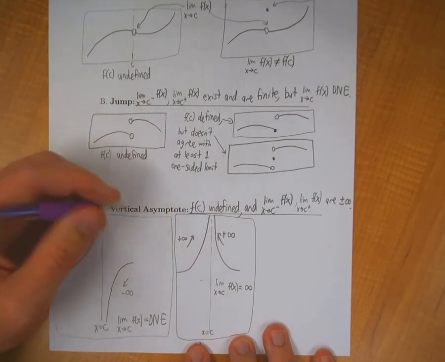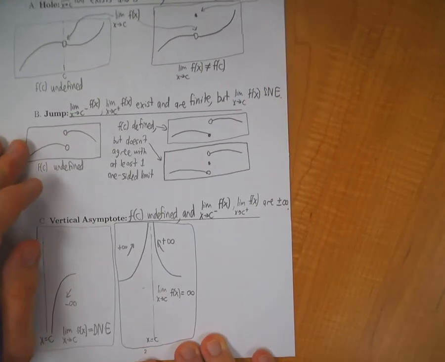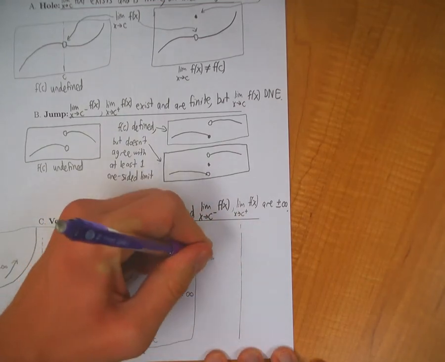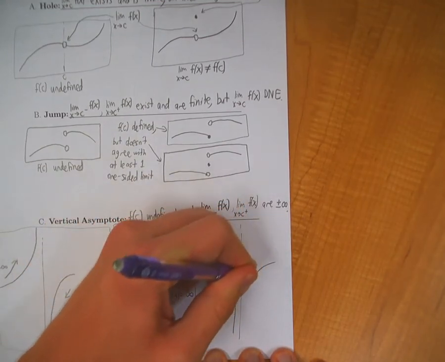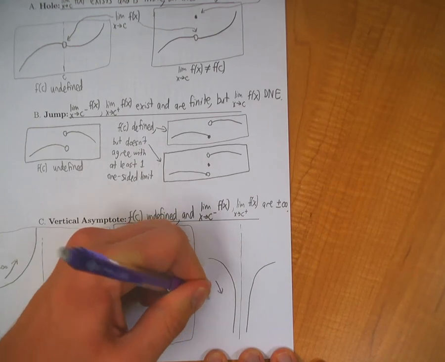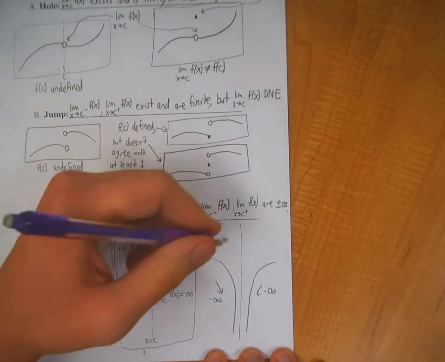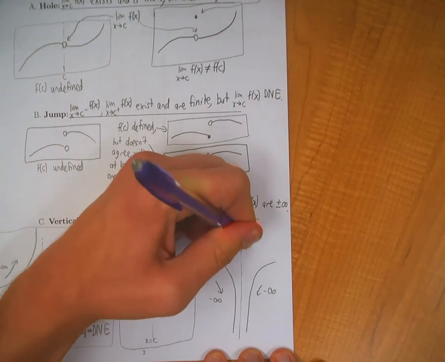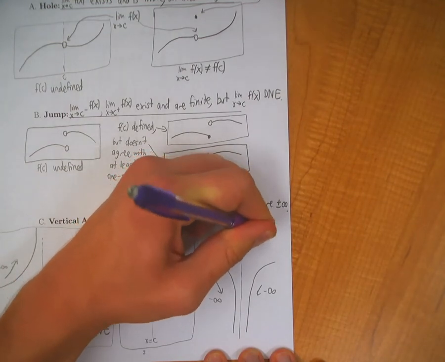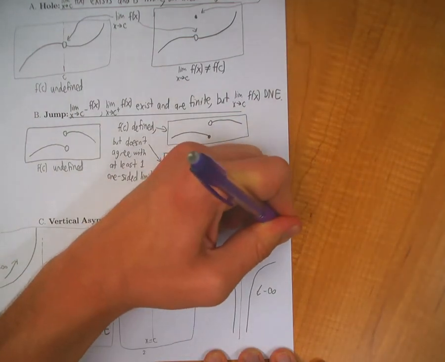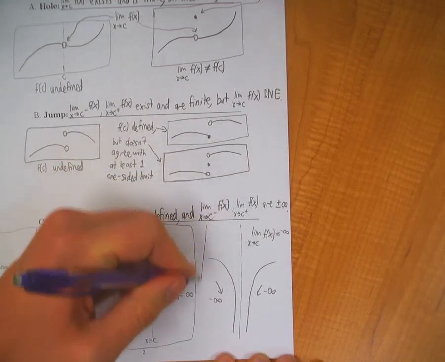And then scenario number 3 is when we get something like this, where both one-sided limits shoot down to negative infinity. In which case we get that the limit as x approaches c of f of x, by similar reasoning as this scenario here, is just negative infinity. Okay?